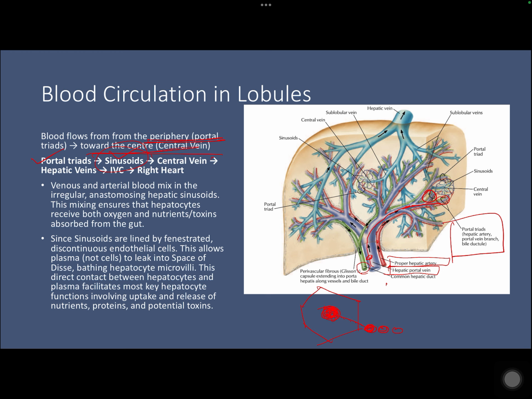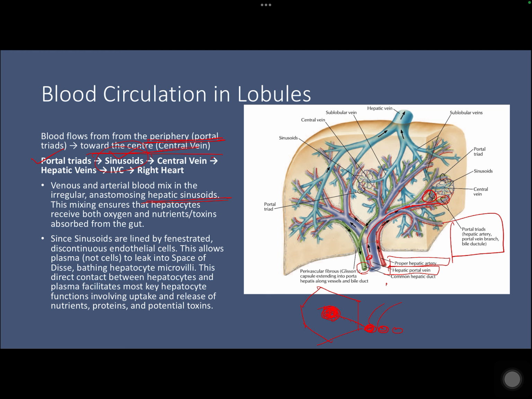From there, the blood goes into the lungs via the pulmonary arteries to get oxygenated. So we can say the hepatic sinusoid is the area where the arterial blood, carried by a branch of the hepatic artery, and the nutrient-rich but deoxygenated blood, carried by a branch of the portal vein, get mixed.